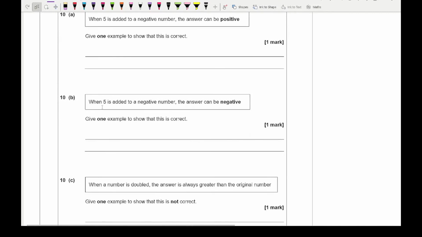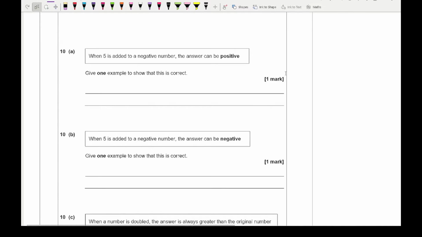Moving on to question 10, it says when 5 is added to a negative number, the answer can be positive. Give one example to show that this is correct. If you pick a negative number from -4 to -1, let's go for -3, and we add 5 to that, then we have an example where the answer is 2, which is positive. We just need to give one example. This number just needs to be between -5 and 0.